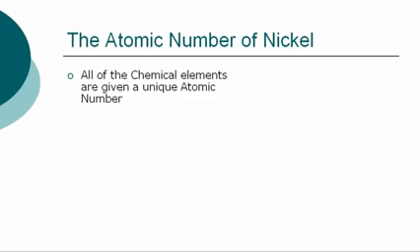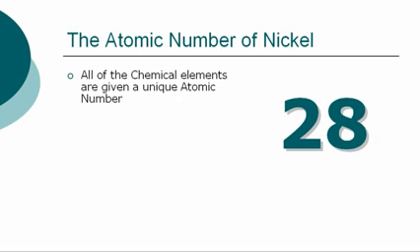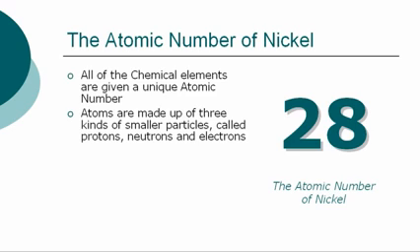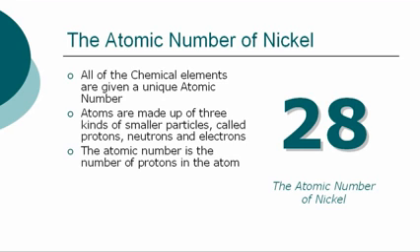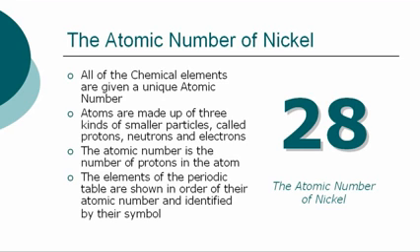All of the chemical elements are given a unique atomic number. The atomic number for nickel is 28. Atoms are made up of three kinds of smaller particles, called protons, neutrons, and electrons. The atomic number is the number of protons in the atom. The chemical elements of the periodic table are shown in order of atomic number and identified by their symbol.